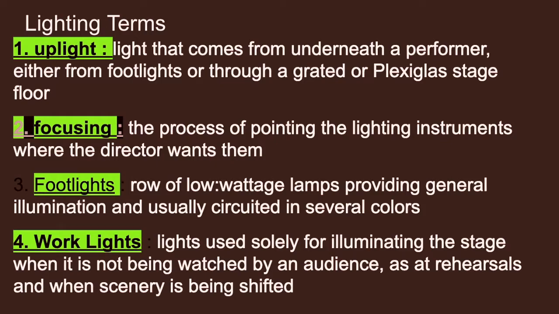Number three, footlights. Footlights are a row of low wattage lamps providing general illumination and usually circuited in several colors. These are the lights that are downstage front that light up. They can be uplights as well. Number four, work lights. Work lights are lights used solely for illuminating the stage when it is not being watched by an audience, as at rehearsals and when scenery is being shifted or built. Alright, so those are some basic lighting terms.